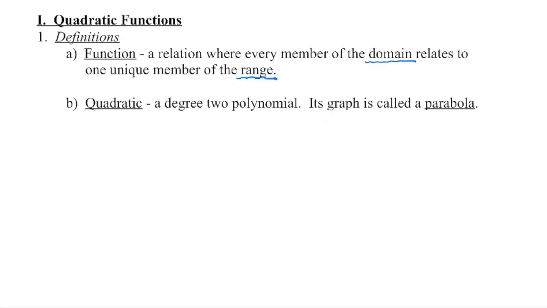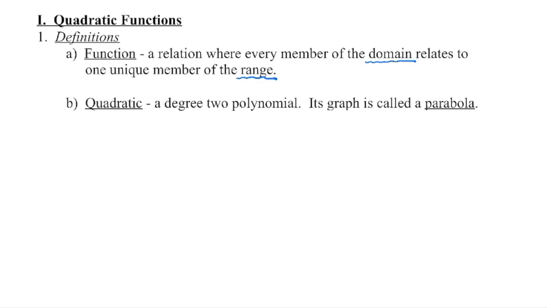We know that a relation is some type of relationship between an x and a y value on a graph. A function is a type of relation where there is only one y value for each x value. So in order to be a function, remember the graph has to pass the vertical line test: as you move your vertical line along the x-axis, each point on that graph is only hitting the line one time.